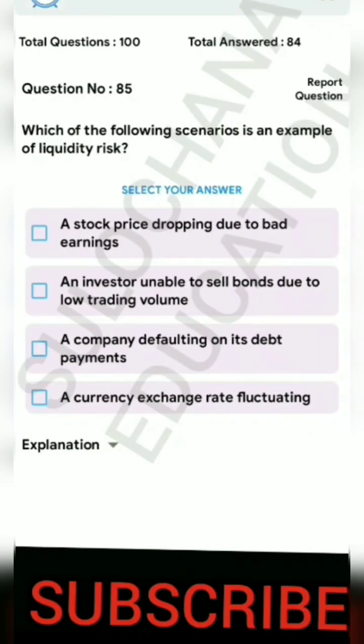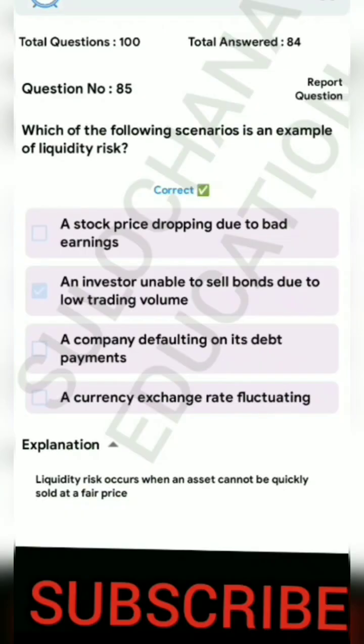Which of the following scenarios is an example of liquidity risk? Options are A, stock price dropping due to bad earnings, B, an investor unable to sell bonds due to low trading volume, C, a company defaulting on its debt payments, D, a currency exchange rate fluctuating. And the correct answer is option B, an investor unable to sell bonds due to low trading volume.